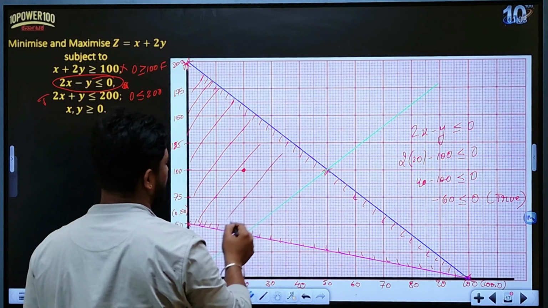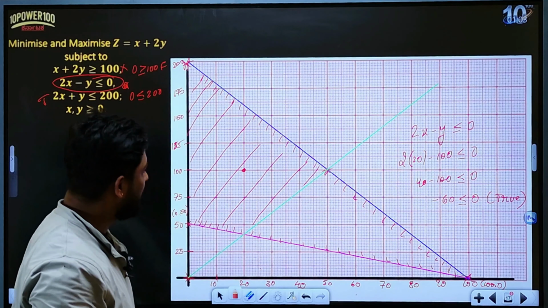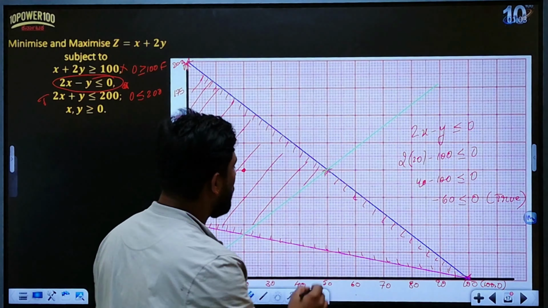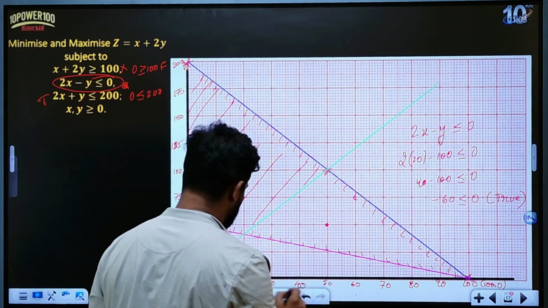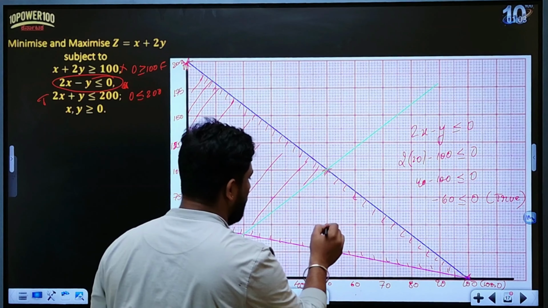Easily we can say that this is the region. So please don't get confused with this. Now I'll take one more point from the other side and I'll see. So now look at this. I'll take some other color. Yeah. So now look at this point.